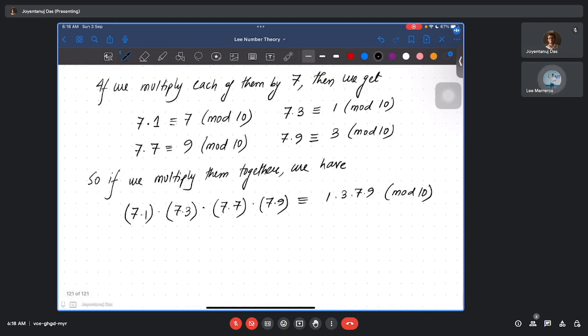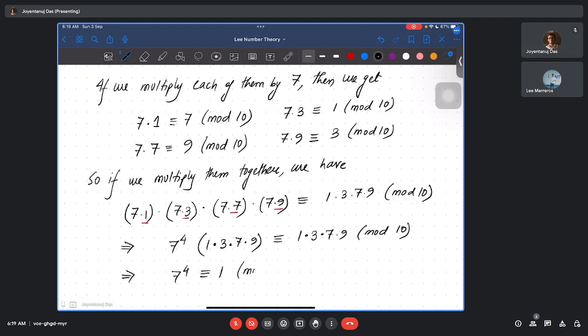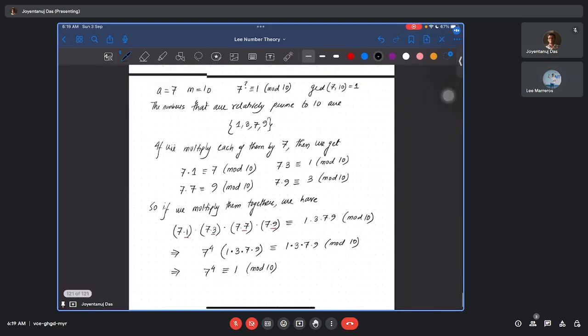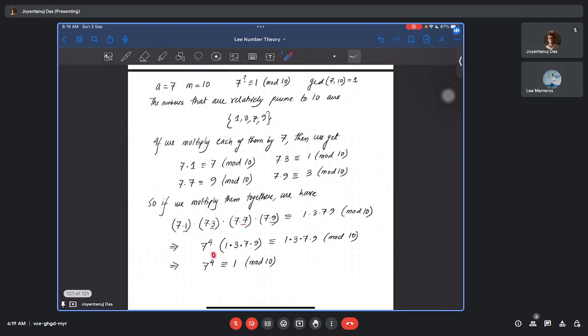So now here also you can see that these numbers 1, 3, 7, 9 are there. If I combine them together, what I have is 7 to the power 4 times 1379 is congruent to 1379, right? This whole thing is coprime with 10, so you can cancel them. So I get 7 to the power 4 is congruent to 1 mod 10, right? So actually what we wanted to find, we found: a power such that 7 to the power 4 is congruent to 1 mod 10.